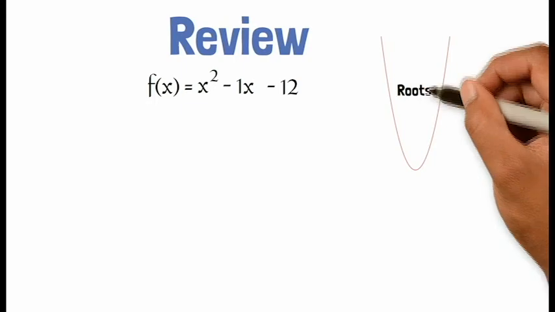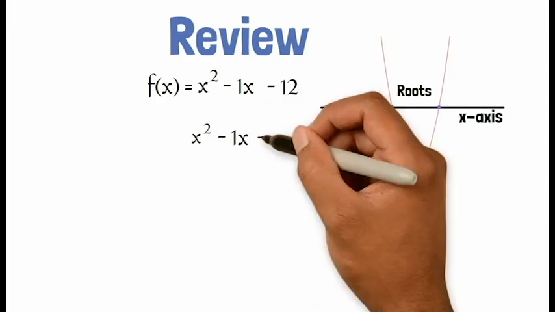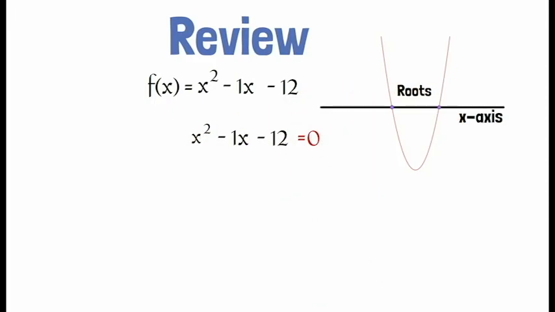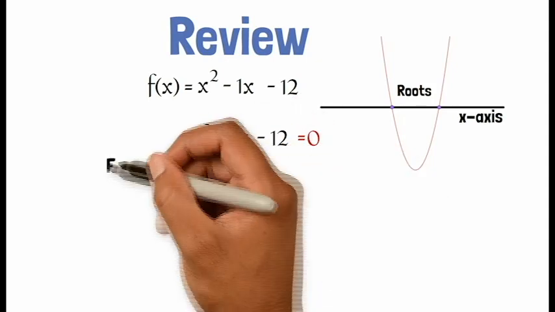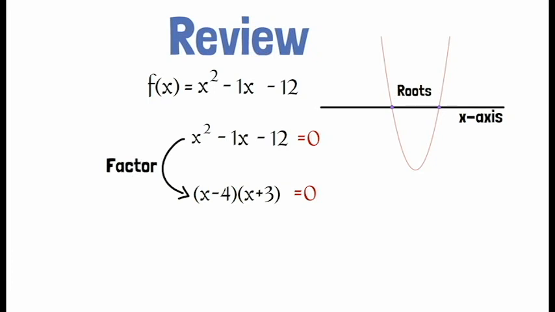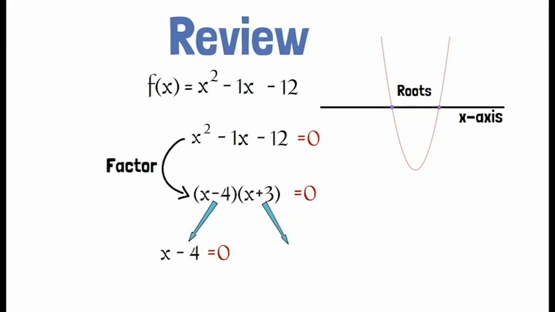Let's review. You have a quadratic function. It's a parabola. You have to find the roots, the points where the parabola crosses the x-axis. You have to find an x so that the expression is equal to 0. To make it easier to see, you can factor the expression. Remember that if one set of the parentheses is 0, then the entire expression is equal to 0. So the expression is equal to 0 when x is 4 and x is negative 3.